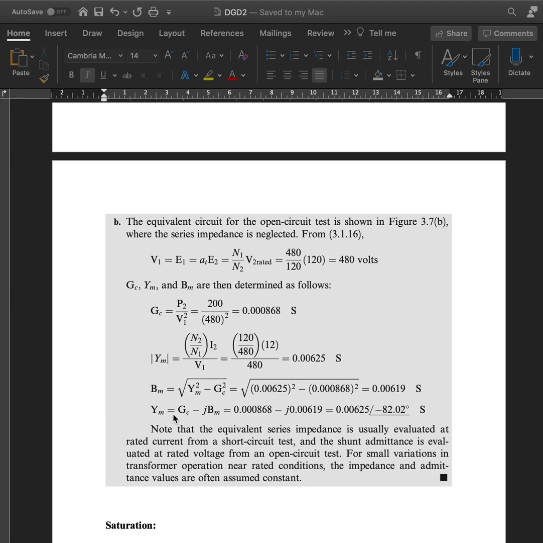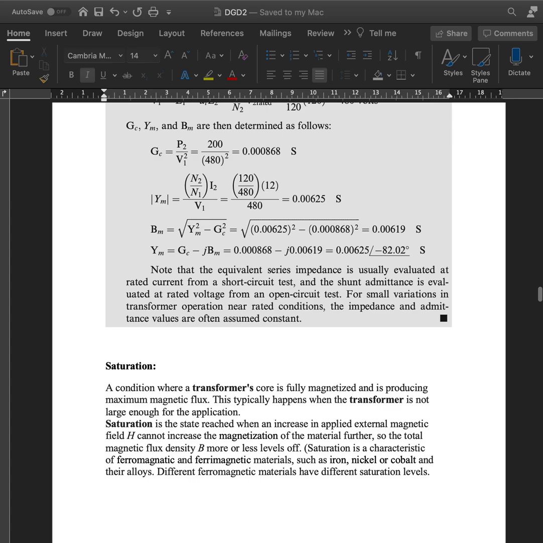And we can note that the equivalent series impedance is usually evaluated at rated current for the short circuit test, and the shunt admittance is evaluated at rated voltage for the open circuit test. For small variations in transformers operating near rated condition, the impedance and admittance are often assumed constant. Alright, so that's that.